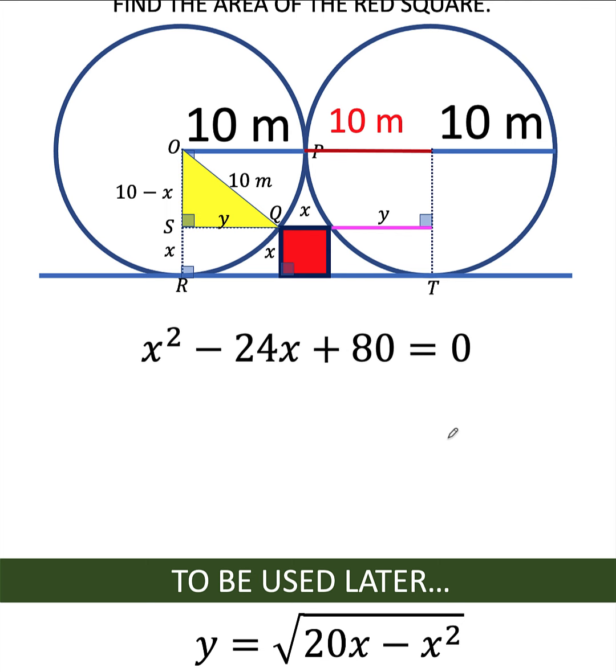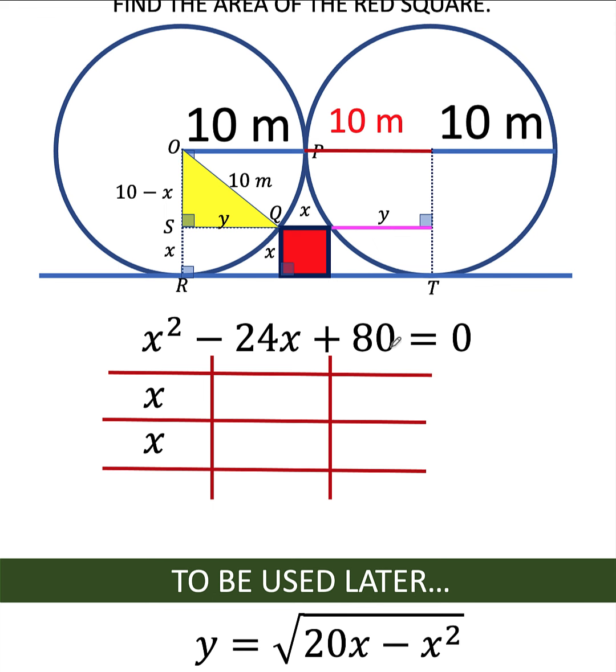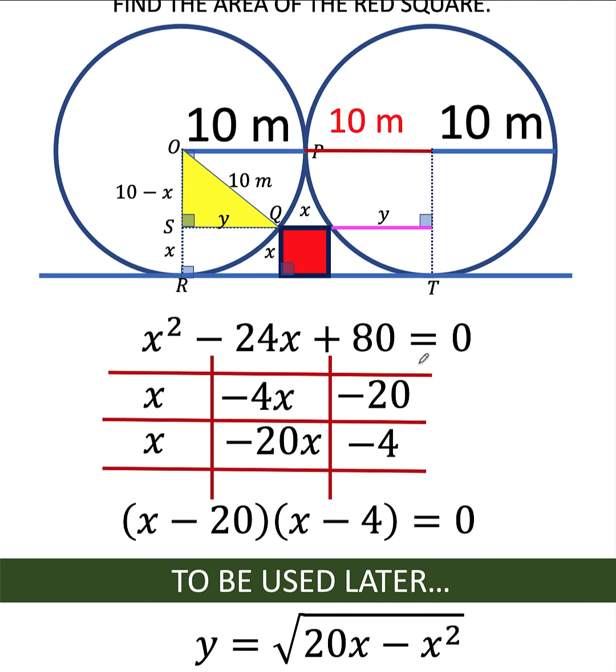And this is a quadratic equation that can be solved using factoring. So using the tic-tac-toe method, the factors of x squared are x times x. The factors of 80 that when added will result to negative 24 are negative 20 and negative 4. Notice that if you multiply x times negative 4, we get negative 4x, and x times negative 20 to get negative 20x. When added, the result is negative 24x, which is the middle term. So the factors of x squared minus 24x plus 80 are the quantity x minus 20 and the quantity x minus 4. We copy equals 0.